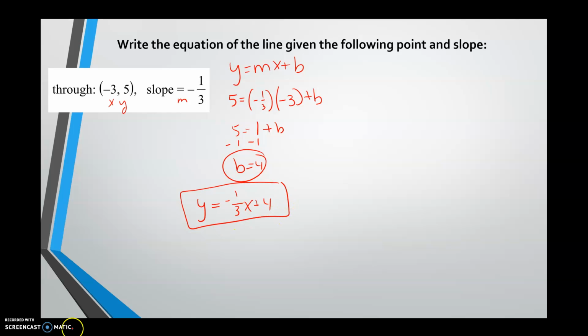I also want to show you the point slope formula, just in case. Algebra 2 uses this guy a lot. So a point slope formula is going to be y minus y1 is equal to m times x minus x1. We're going to replace the y1, the m, and the x1 here. Just a different way to do this problem.